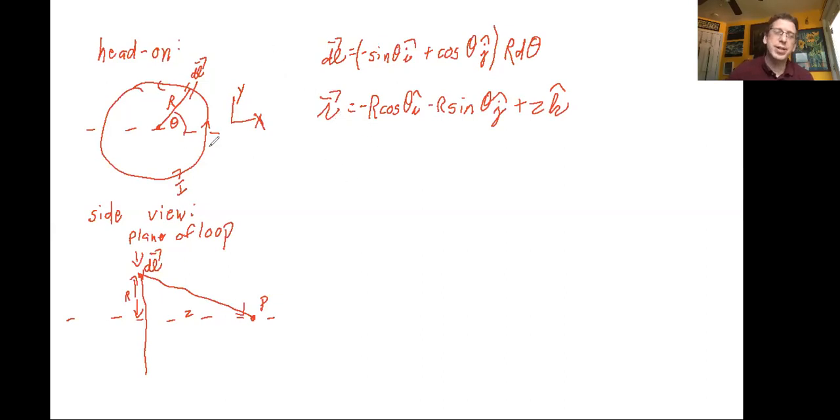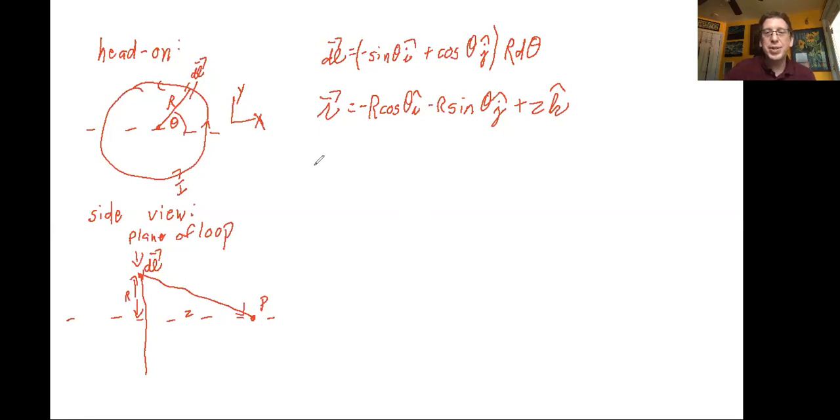Or excuse me, I keep saying this wrong. From the vantage point of point P, if you're looking at the current loop, the current is rotating counterclockwise. And that's how you get this value of R. And if it were rotating clockwise, you would reverse dl, and that would give you the opposite directions when you do the cross product.